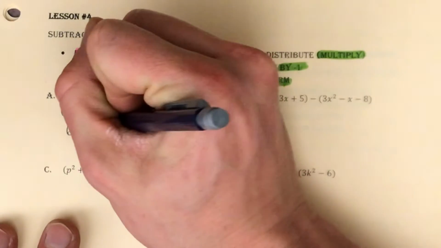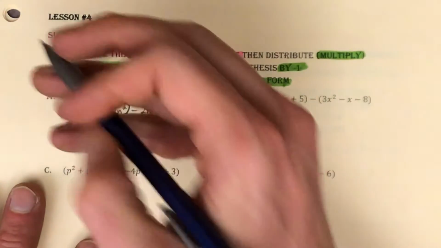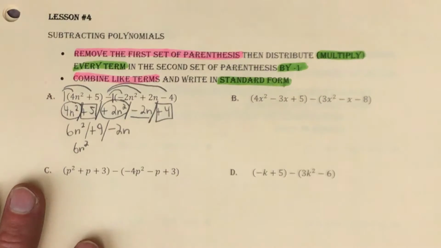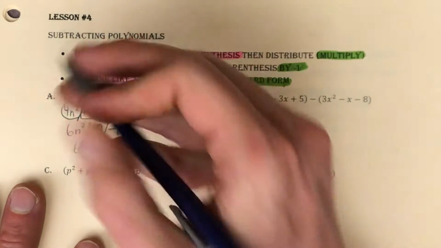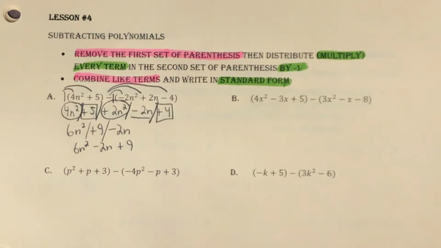So again, I'm going to separate these out, and I'm going to get them in order from biggest exponent to smallest. My biggest exponent is my 6n squared, so that's going to stay the same. My next biggest exponent would be the -2n. And then the positive 9 would go to the end. So we didn't combine anything because we had already done that, but we did rearrange to get it into standard form.